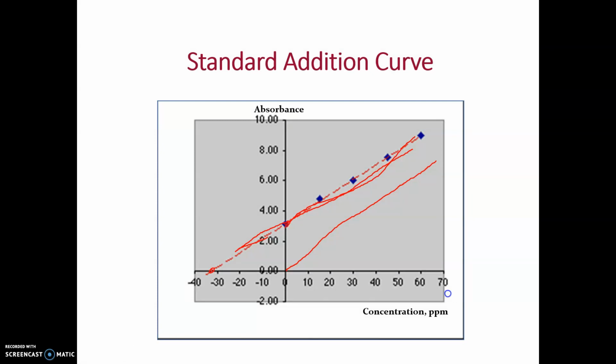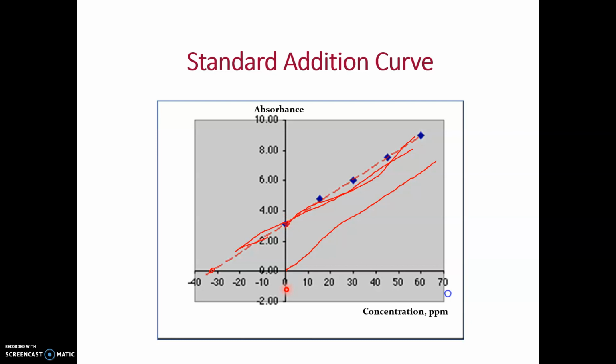Once we get the absorbance of the solutions from the previous slide, we plot the graph of absorbance against the concentration of added standard. This is the plot from the standard addition method, and this is the plot for the calibration method. These are the differences between them. The calibration method starts from 0, but the standard addition method does not start from 0.